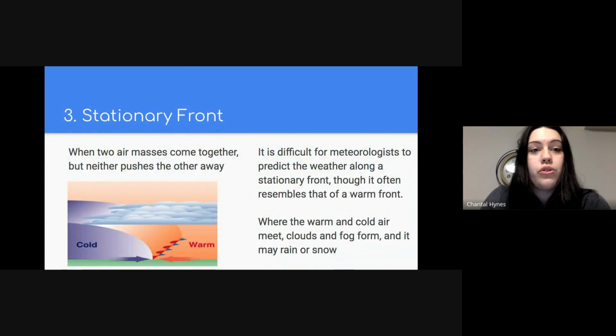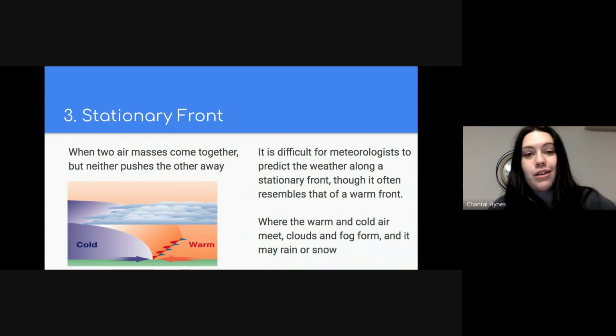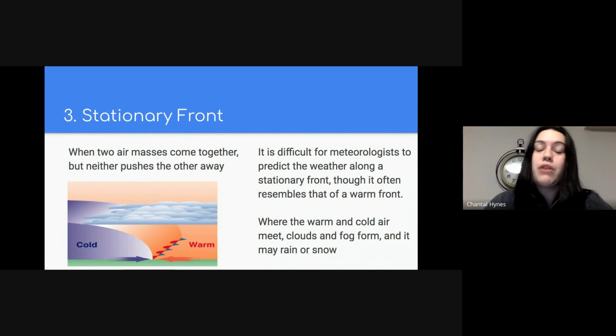The third front we're going to look at is called our stationary front. This is when you have two air masses that come together, but neither one of them pushes the other away. So this is kind of a different front, and it's difficult for meteorologists to predict the weather along a stationary front. Sometimes it resembles a warm front, those violent storms that are then followed by the more stable weather. So when you get this warm and cold air coming together, you're going to have the development of clouds and fog, and it may rain or snow.